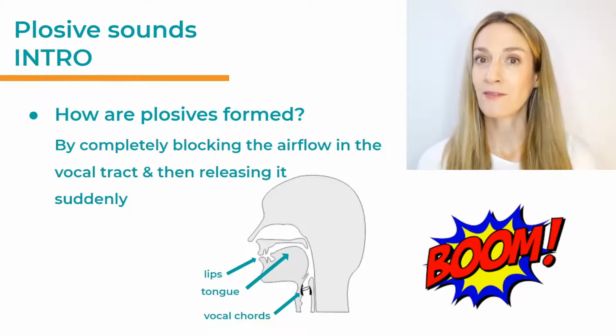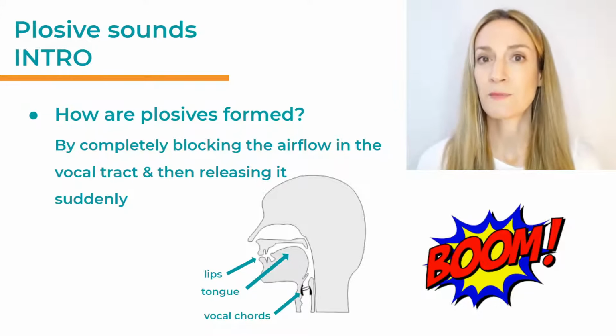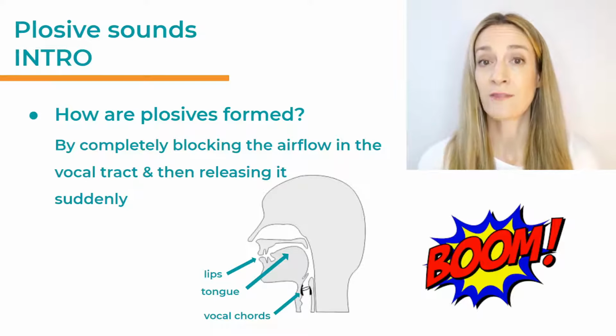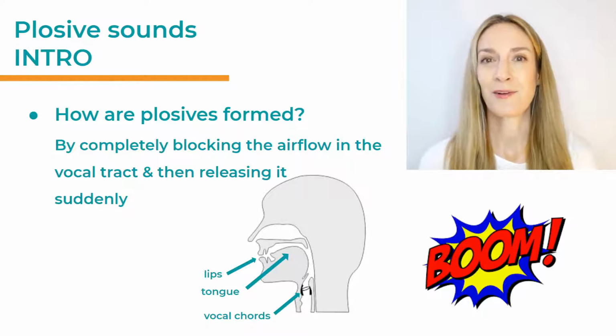Now, remember, we have six plosives in total, and they are different because three of them are voiced, the other three are unvoiced. But they are also formed in different places, and that gives them a specific quality. So they obviously do not all sound the same. They are six different sounds. And let's have a look at that in more detail next.